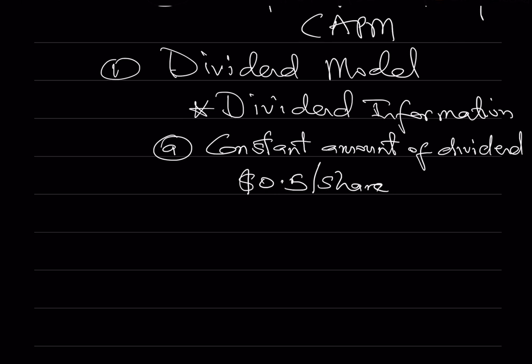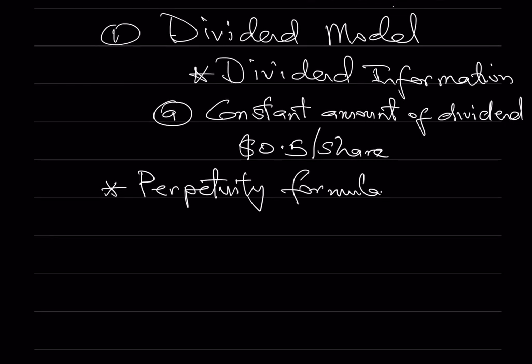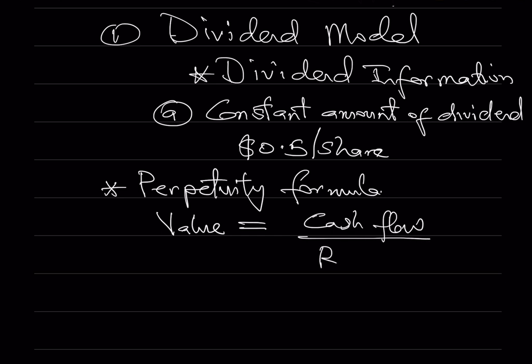And if you have such a company, you will use what we call the perpetuity formula. I'm sure you probably have heard of that. Perpetuity means forever. This is a popular formula in the finance space. And what this formula is saying is that the value of such a series of funds that is being paid every year, that constant fund that is paid every year, is equal to that constant cash flow divided by the rate of return.